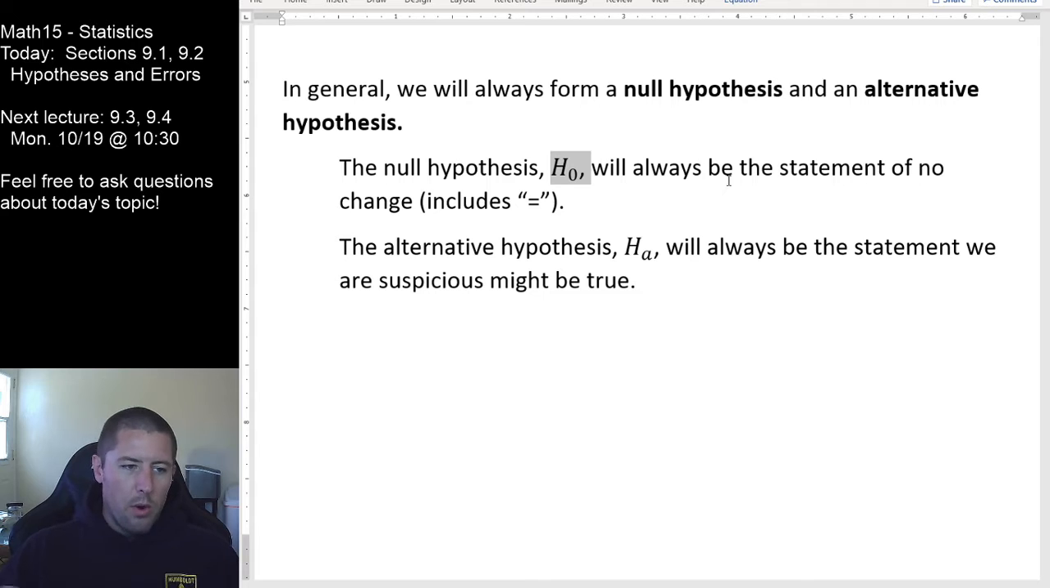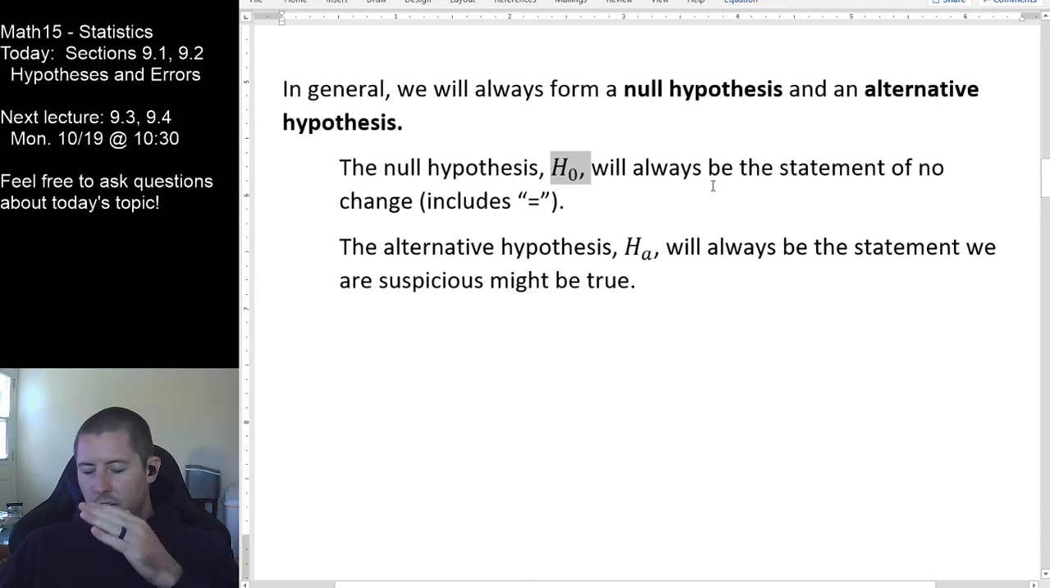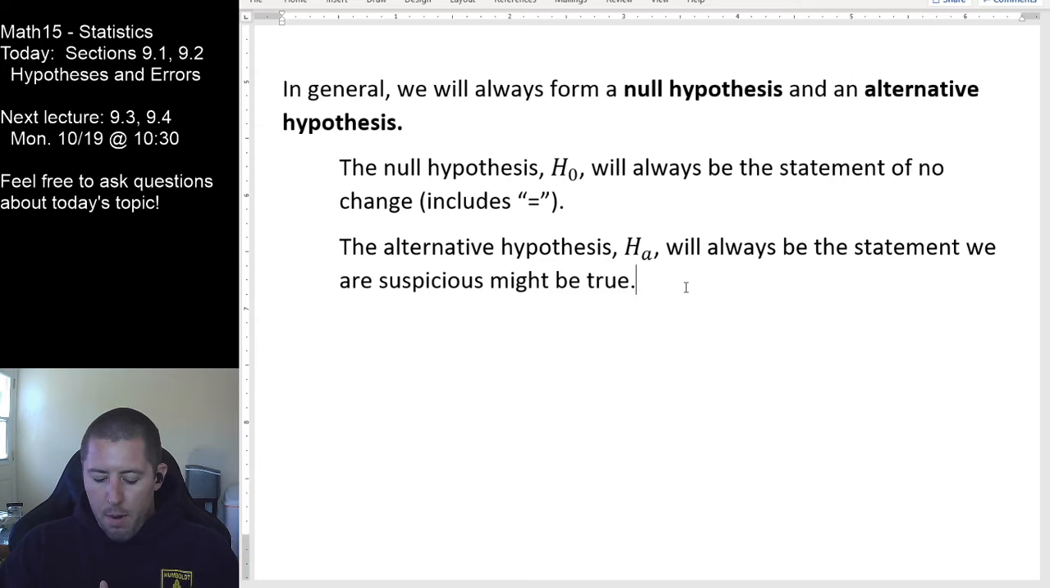What do we think that we're going to see out here? We think that voters have changed their preference from the last election to the current election. It's the statement of change that we believe might actually be true. Now, remember that the purpose of our significance test is always going to be to make inferences about population parameters.